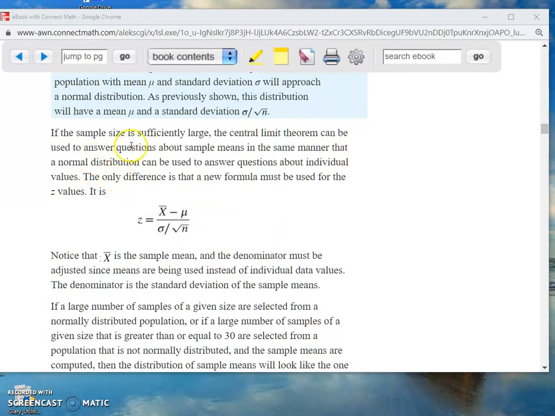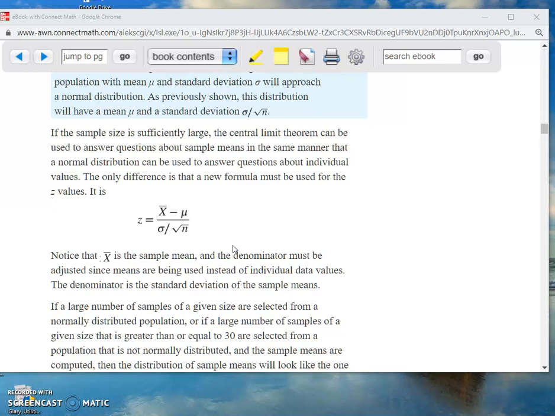Okay. If you have a large enough sample size, then the central limit theorem can be used to answer questions about sample means, the same way we did before. And you'll see an example or two coming up where this is very important. We want to be able to talk about the x-bars. Many things in life, in science and sociology and psychology and so forth, we don't care about the individual data points as much as we care about the sample means. We care about the x-bars more than the individual data points.